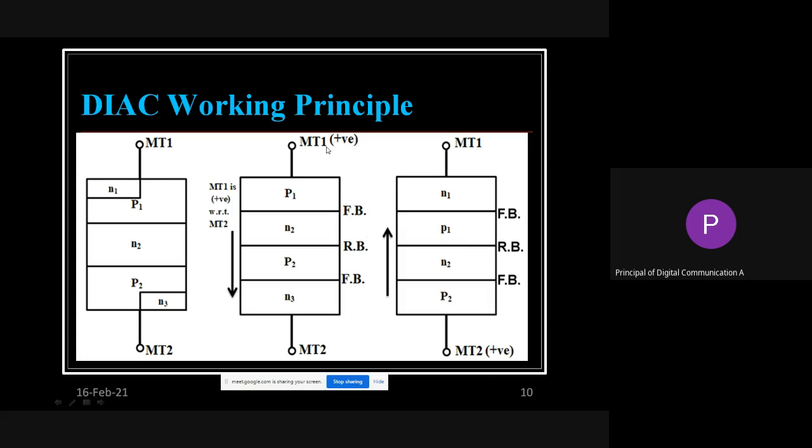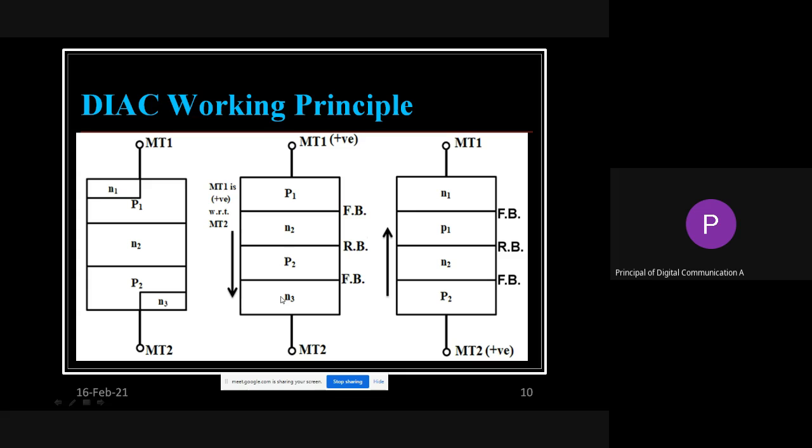And as MT1 becomes the positive, see the cursor. Positive means which layer comes in the picture? P1. So that's why it becomes P1 over here. MT2 is negative. That means which layer comes in the picture? N3. So this is the combination it becomes. The layers become P1, N2, P2 and N3.